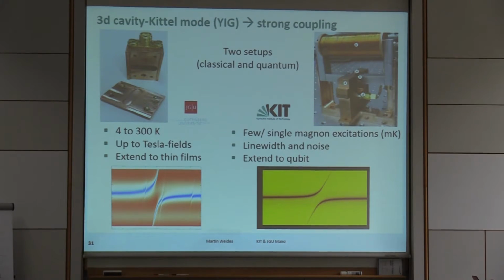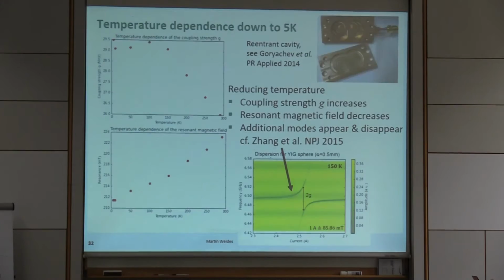In Karlsruhe, we did similar efforts, and so we also assembled a measurement setup with a homemade magnetic coil and some iron yoke. This is now placed at room temperature, but we plan to put it at millikelvin and then study few to single magnon excitations and also do line width and noise measurements there. Also extended by coupling to a superconducting qubit.